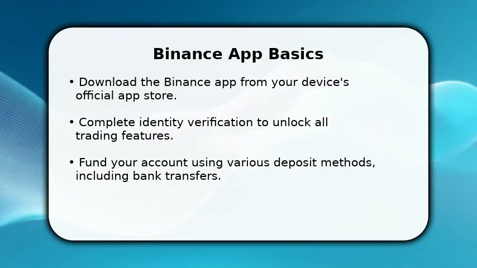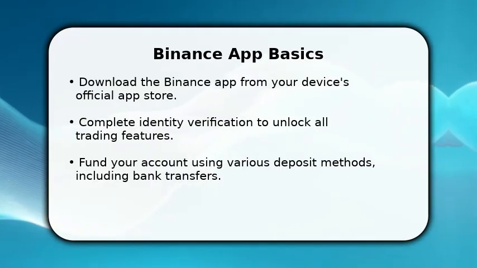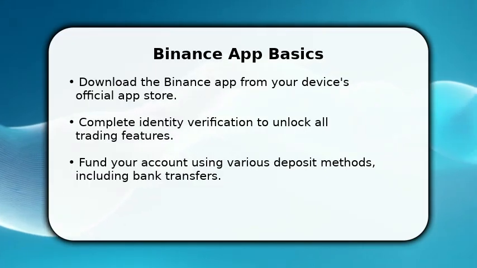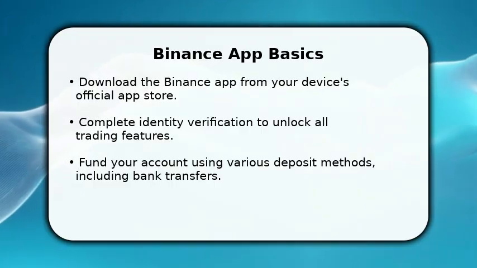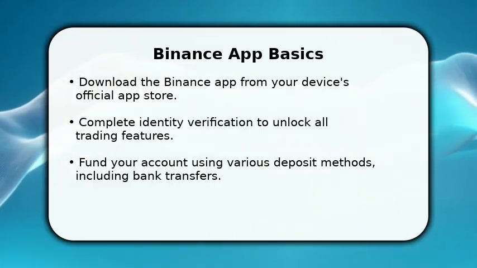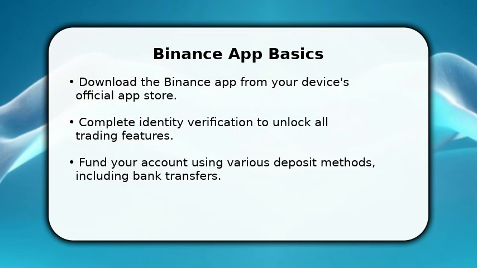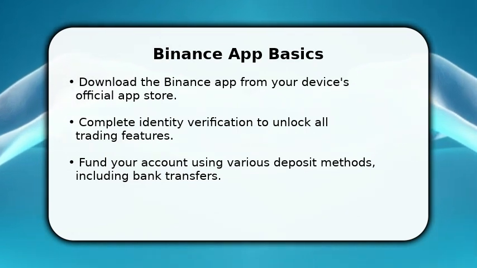First, download the official Binance application from your device's app store. Once installed, you will need to complete a quick identity verification process to unlock all the app's features and ensure secure transactions. After verification, you can easily fund your account using several convenient deposit methods, such as bank transfers or credit cards. This initial setup takes only a few minutes, getting you ready to explore the world of digital assets.